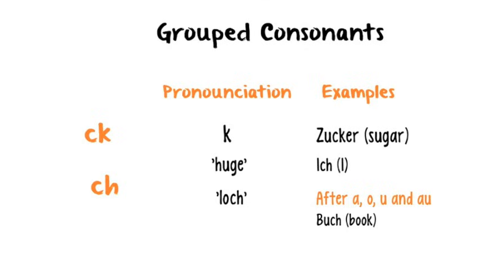In the third case, the CH can also be pronounced like a K if it is at the beginning of a word. Here we have the example of the word Charakter, which means character. Zucker, ich, Buch, Charakter.